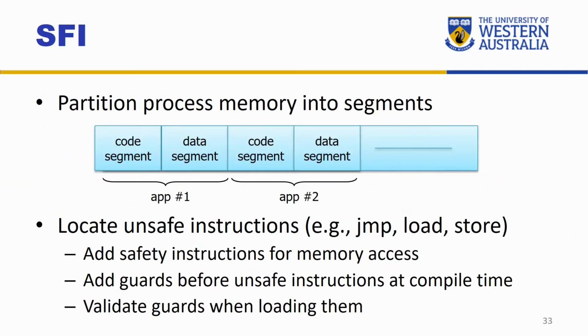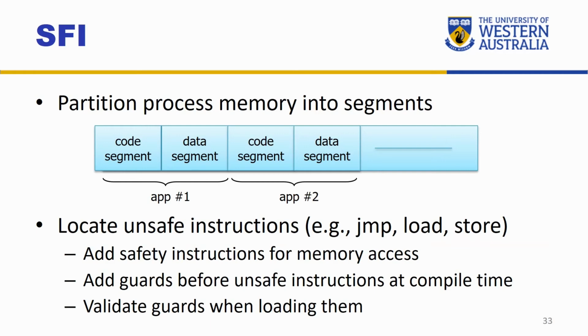So let's have a look first at how applications are laid out in the memory space. So we partition process memory into segments. So you have the code segment, the data segment, code segment, data segment, etc. for different applications inside the memory.